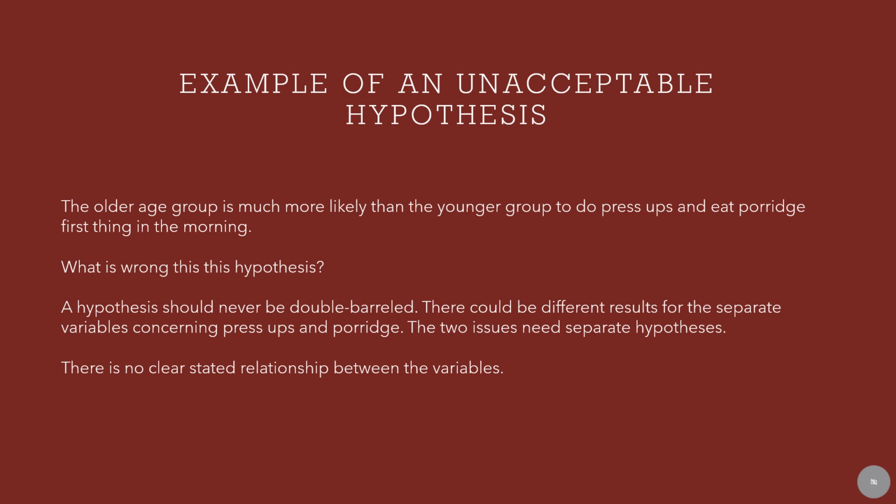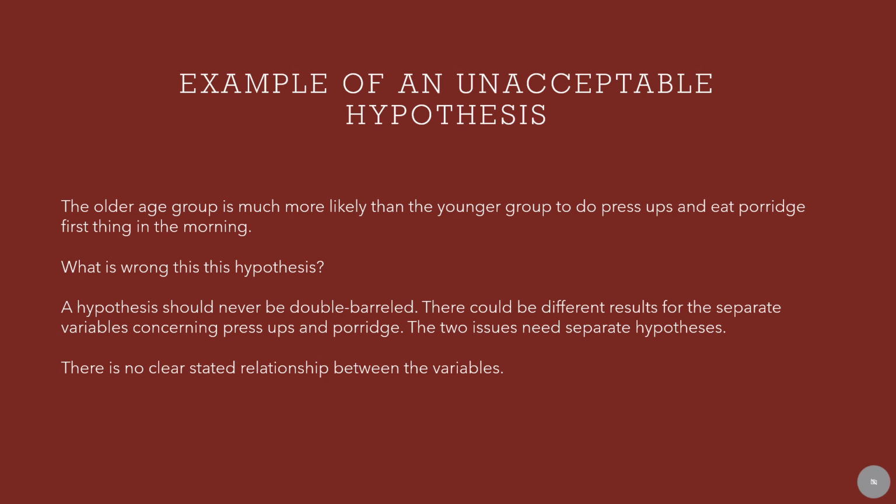So now I'm going to give you an example of an unacceptable hypothesis, right? We're comparing a couple of age groups here, and we'll say, "The older age group is more likely than the younger group to do press-ups and eat porridge first thing in the morning." This was obviously not mine, because I probably would have called them push-ups and oatmeal, but we'll move forward. What's wrong with this hypothesis? First off, it's not very clear.